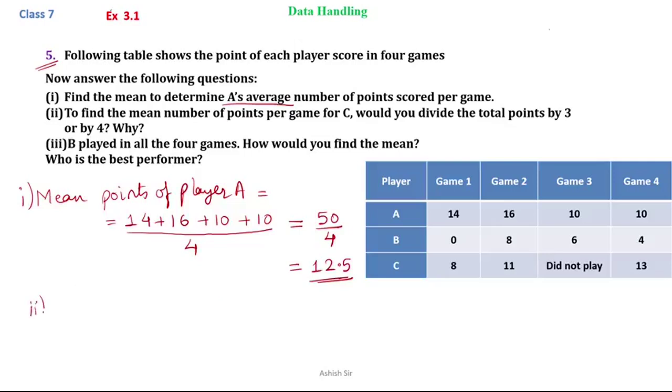Now, question number 2. To find the mean number of points per game for player C, would you divide the total points by 3 or by 4? So the answer is that we have to divide it by 3 only. Why? Because player C has played only 3 games.